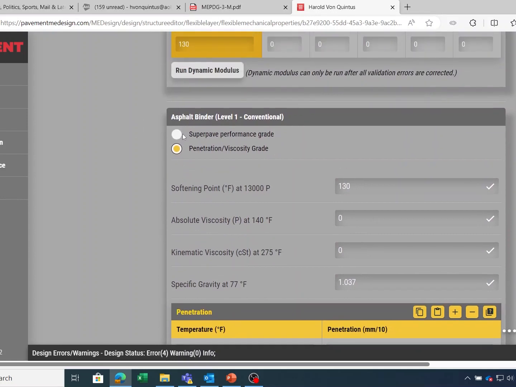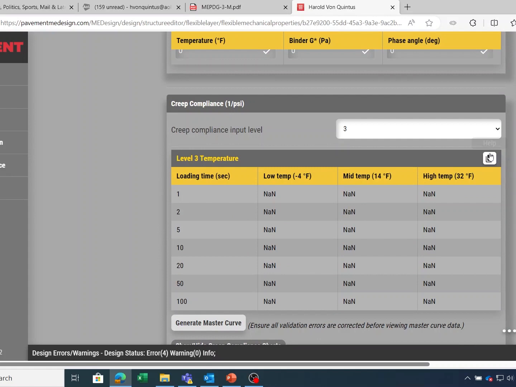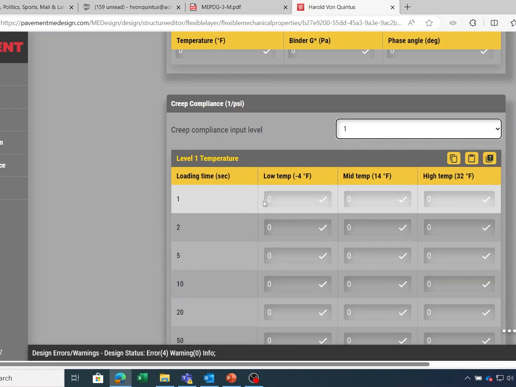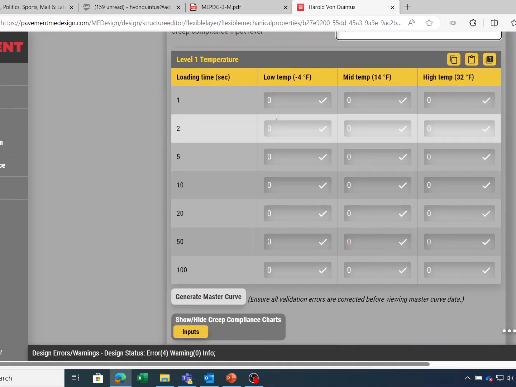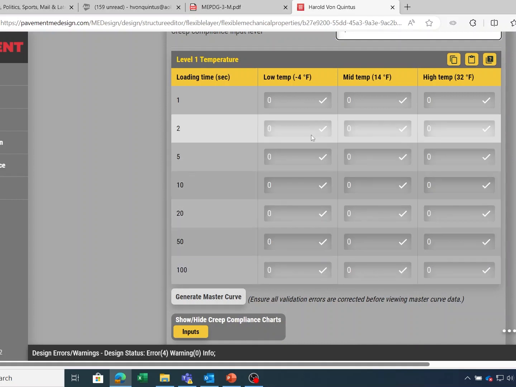So now, for creep compliance, for input level 1, basically the creep compliance is measured in the laboratory at 3 temperatures, -4 degrees Fahrenheit, 14 and 32 degrees Fahrenheit, and at loading times of 1, 2, 5, 10, 20, 50, and 100 seconds.